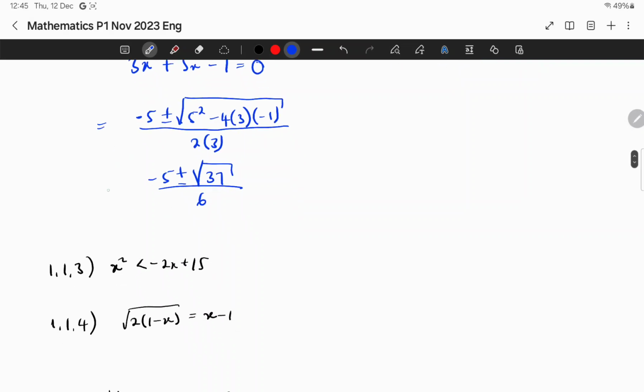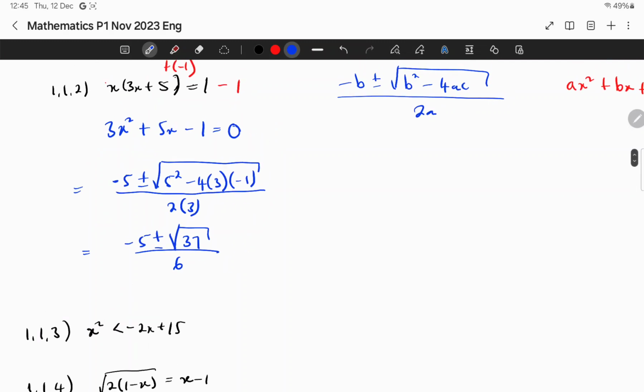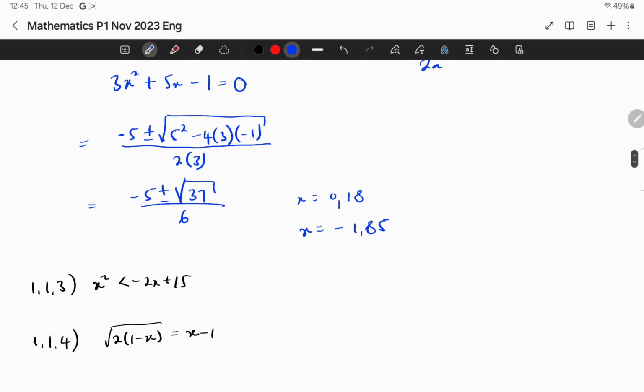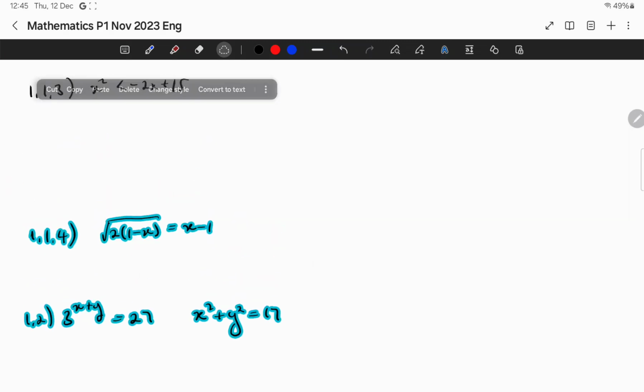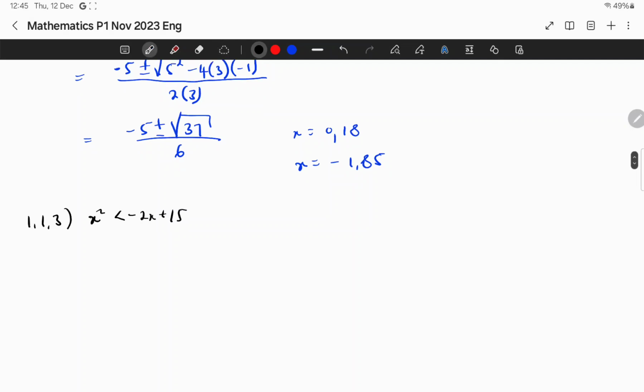Now you can get the answer just by punching it into a calculator. That should give you x is equal to 0.18 or x is equal to negative 1.85, rounded off to 2 decimal places. Simple question. Now we move on to the next one. Question 1 is very simple. You just have to think about it a little bit and go into solving.